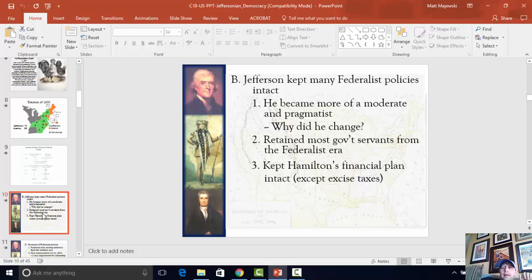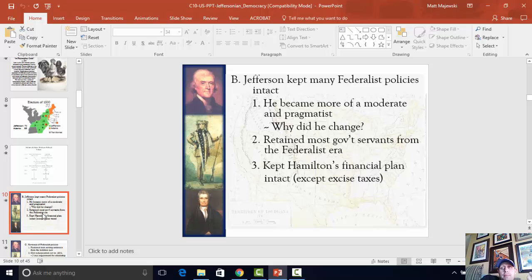Anyways, what does he do? Well, he behaves like a moderate, like a pragmatist. And again, why did he change? Because he believes he needs to put the interests of the country ahead of his own political views and his political party's views. He believes that if he upset the balance too much, that this country was in a delicate position and a lot of the progress that had been achieved would be lost.